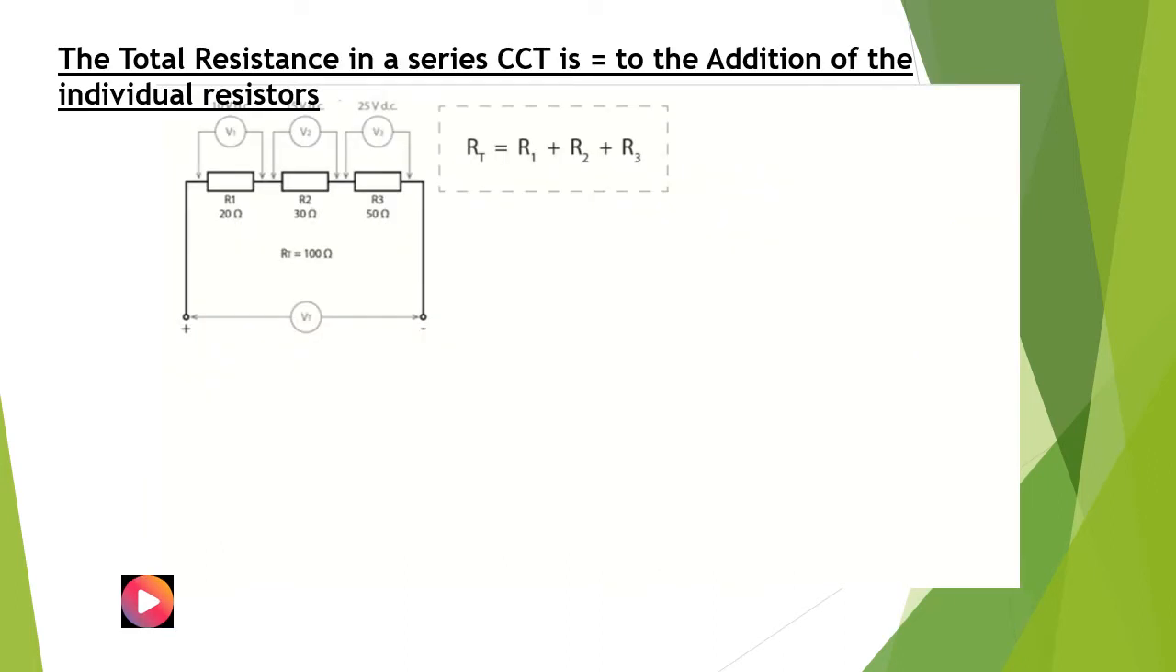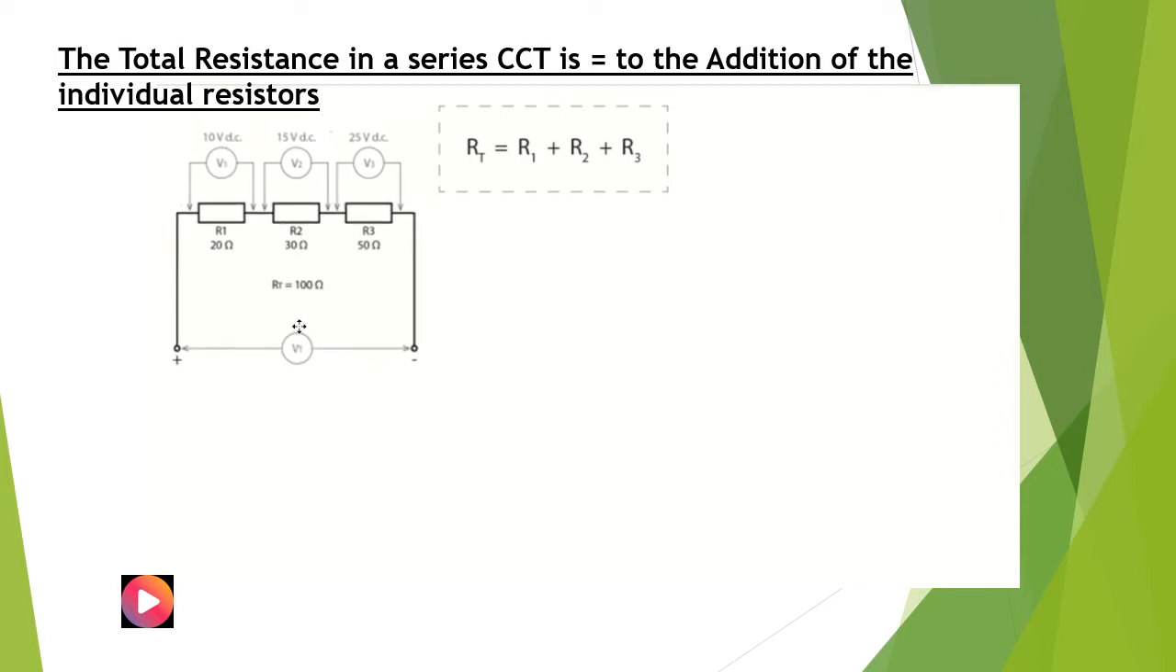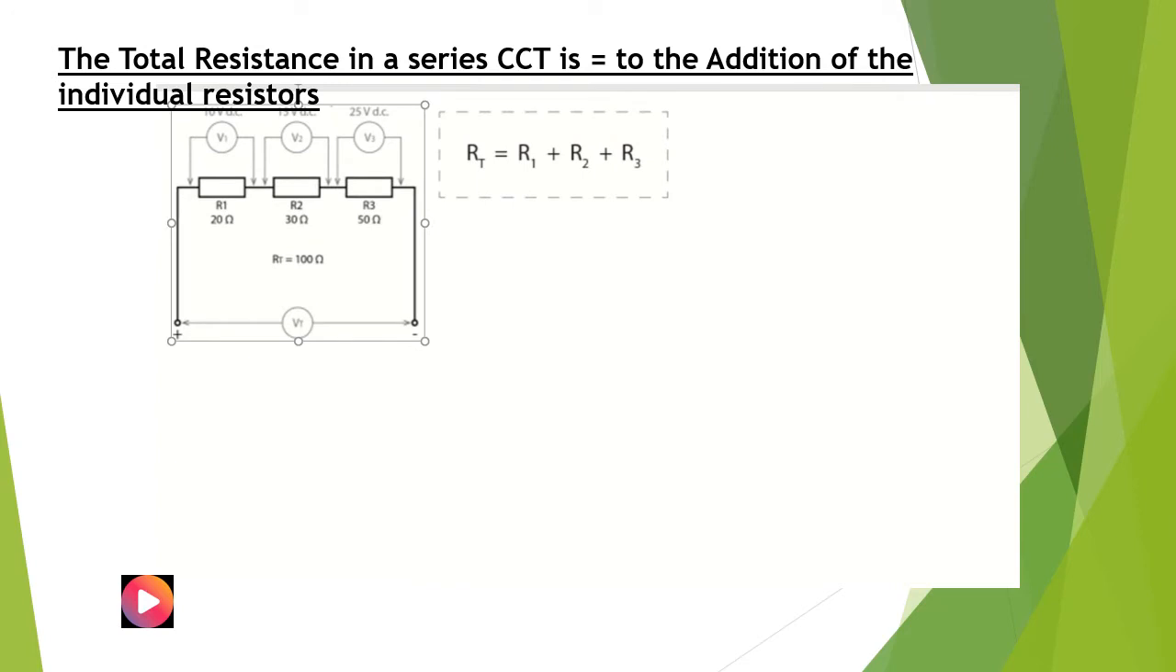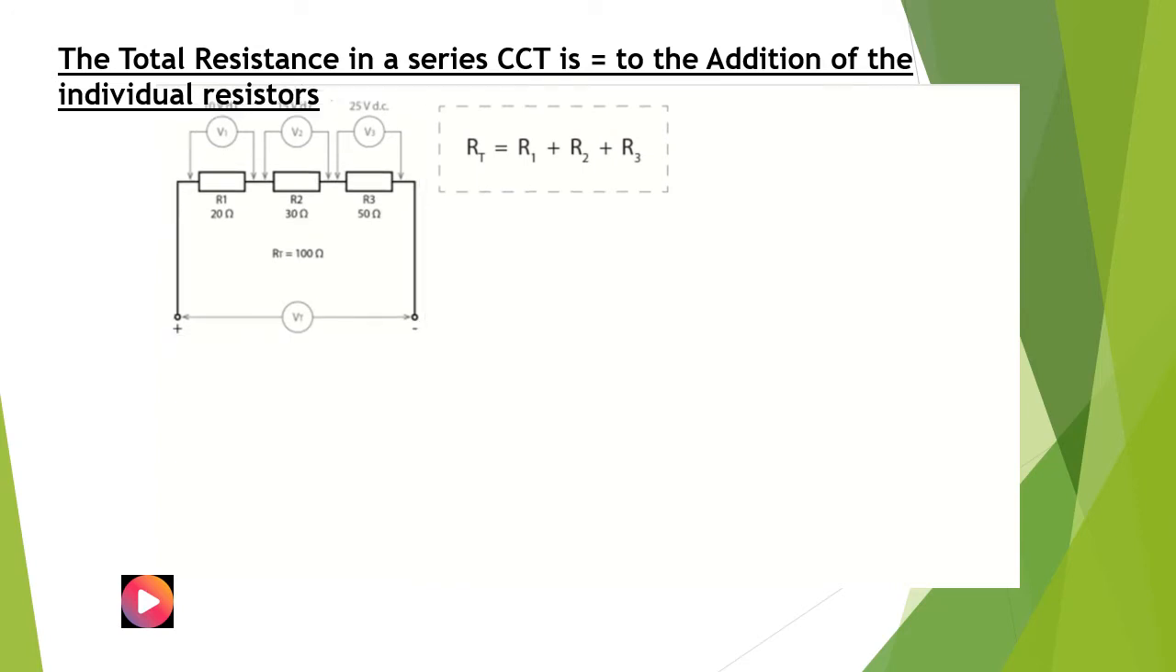So just to recap the previous slide, the applied voltage here would be, once I get my pen working, equal to 10 volts plus 15 volts plus 25 volts. Shouldn't be any queries about that.